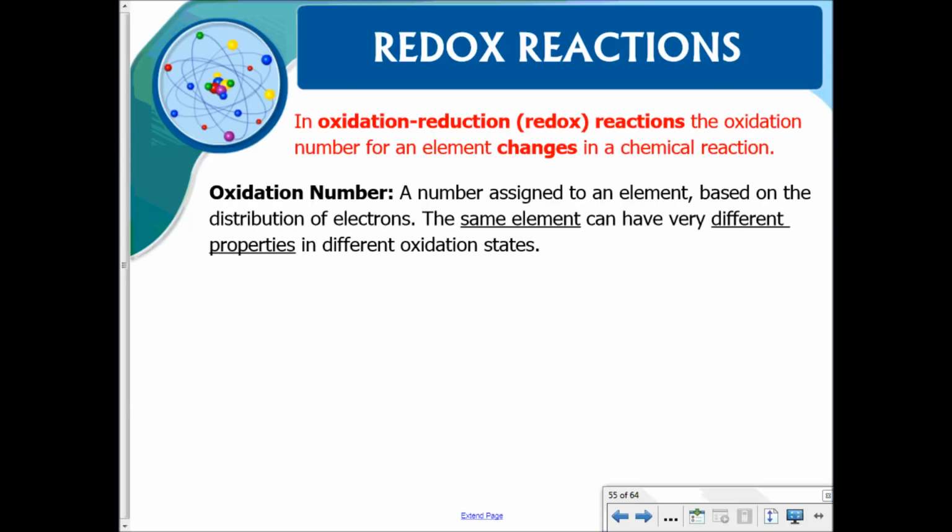Today we're going to talk about redox reactions, oxidation-reduction reactions. In oxidation-reduction reactions, the oxidation number of an element changes in a chemical reaction. The oxidation number is the number assigned to an element based on the distribution of electrons. The same element can have very different properties in different oxidation states.